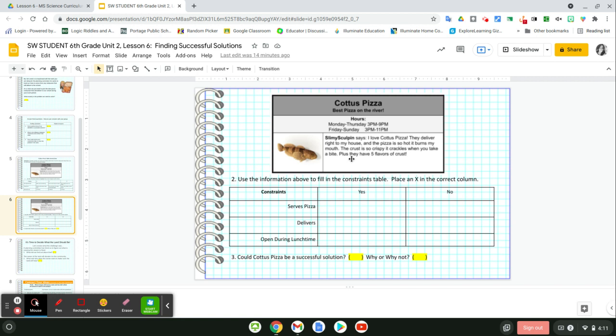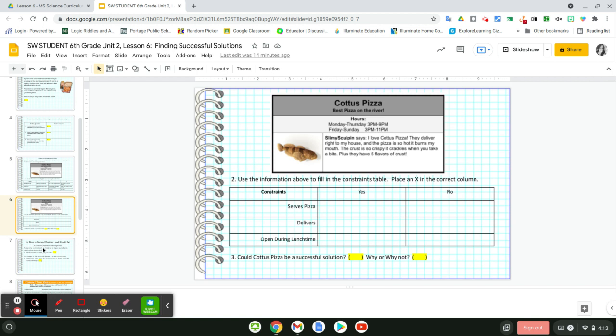So you need to go back up and look at the information here and look at the information in the review and decide, does it meet all the constraints? And if not, you have to say this is not going to work, no, and then explain why it would not be a successful solution.